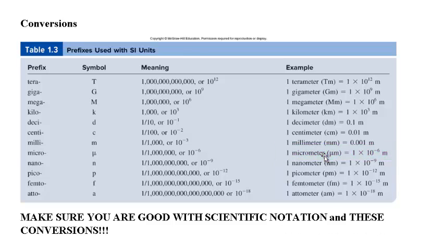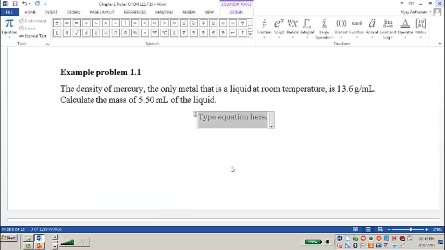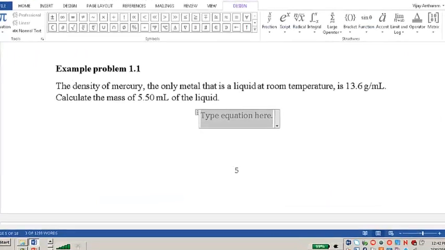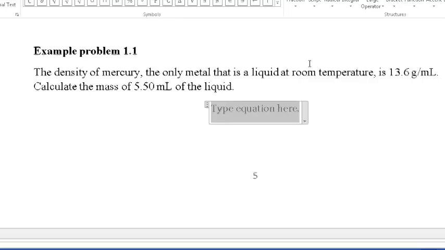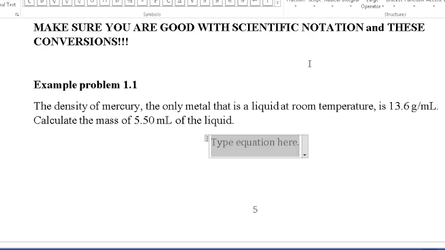So like that, we can do the same thing for 10 micromole or 100 micromole or 50 micromole. So let's do some example problems here. The density of mercury, the only metal that is liquid at room temperature, is 13.6 grams per mL. Calculate the mass of 5.50 mL of the liquid.